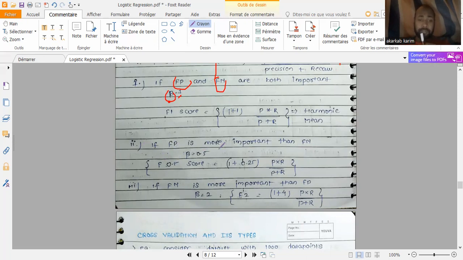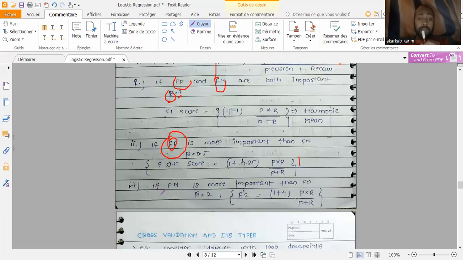If false positive is more important, as in the case of a spam filter we saw before, we can set the value of beta to 0.5, because we consider just false positive. So if we replace beta with 0.5 in our formula, we get 1 plus 0.25, times precision times recall, divided by precision plus recall. This is the result we get.